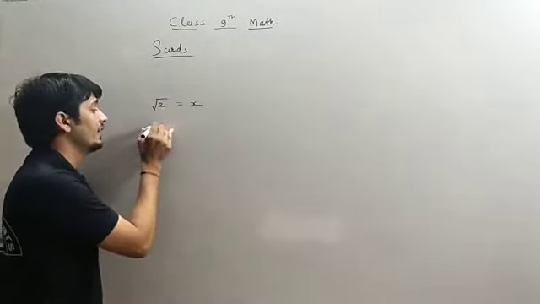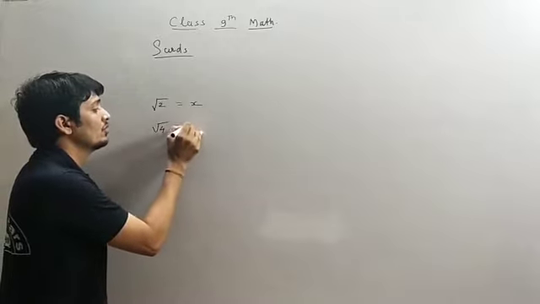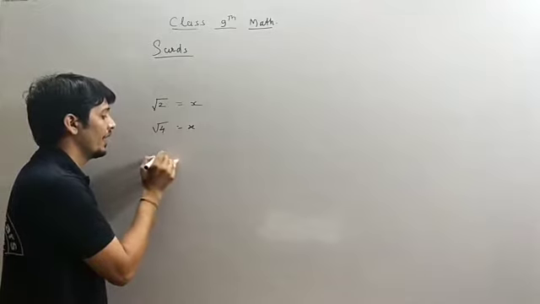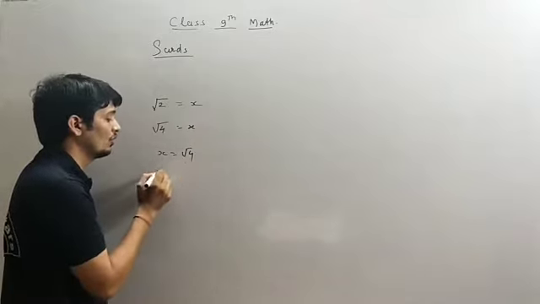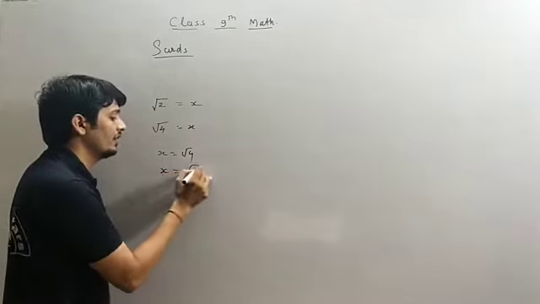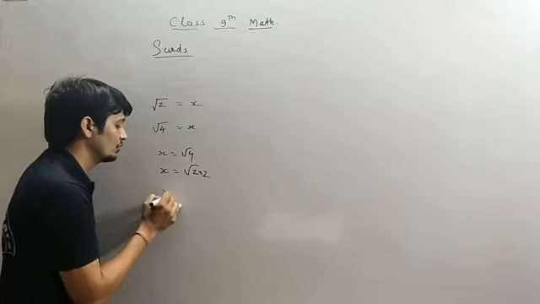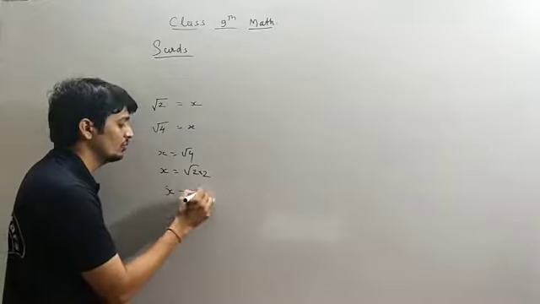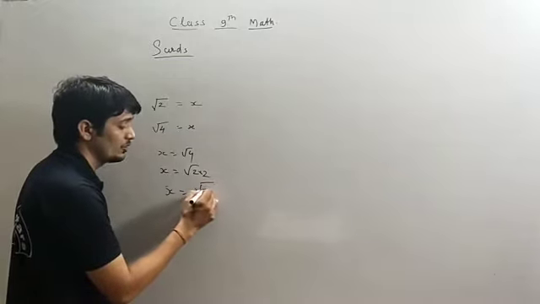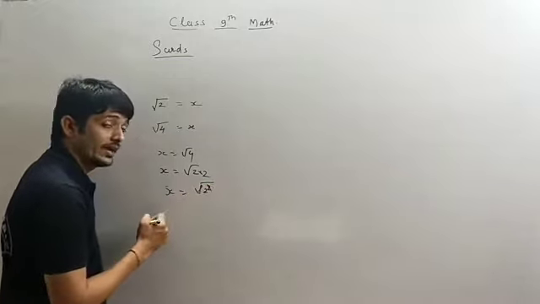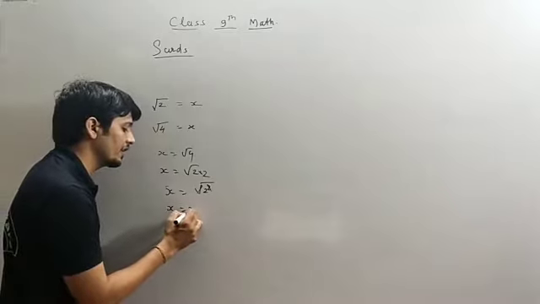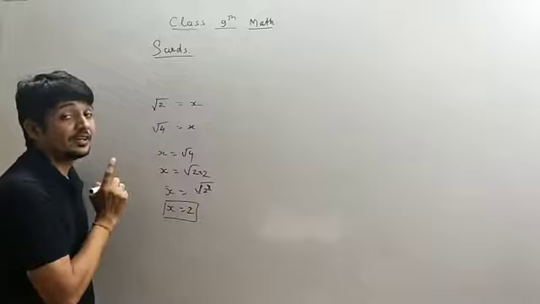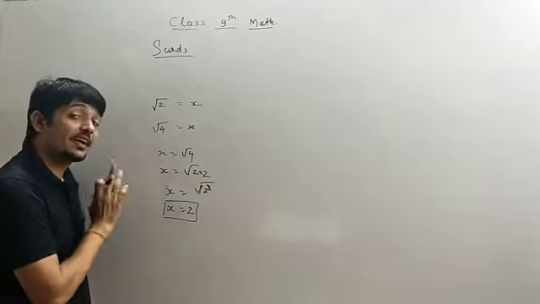If we take root 4 equals x, then what is the value of x? We know x equals root 4. So x equals root of 2 into 2, which means the square of 2. The square and root get cancelled, so the value of x is 2. Now when the value of x is 2, that means it is not an irrational number. It is a rational number now.